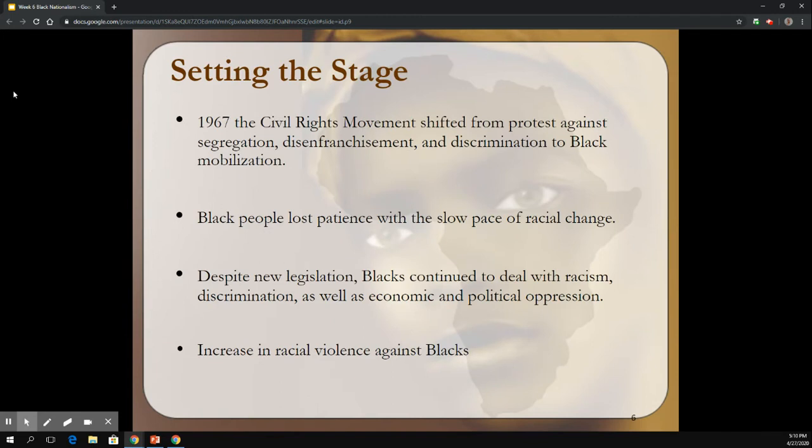Setting the stage. In 1967, the civil rights movement shifted from protest against segregation, disenfranchisement, and discrimination to Black mobilization. Black people lost patience with the slow pace of racial change. Despite new legislation, Blacks continued to deal with racism, discrimination, as well as economic and political oppression, and an increase in racial violence against Blacks. As the civil rights movement weakened, Black Americans turned to Black nationalism.